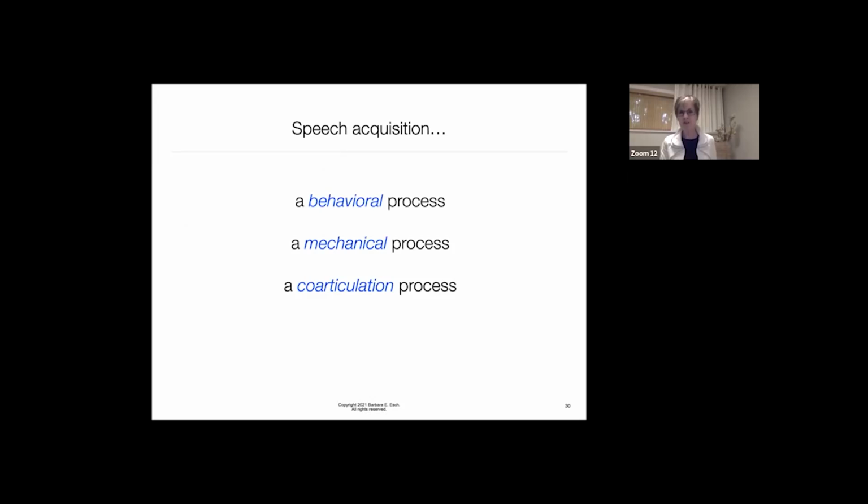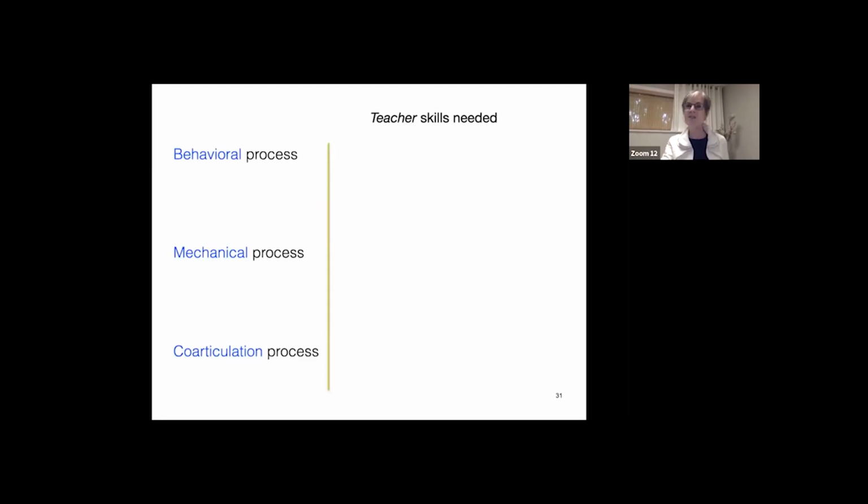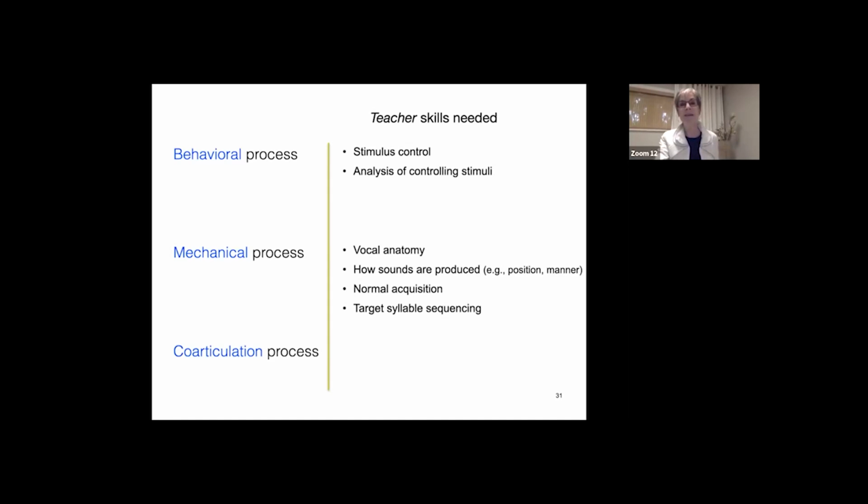So speech acquisition is really a combination of 3 processes. It's a behavioral process, a mechanical process, and a process that we call co-articulation. The teacher skills that you need to teach a child to get the behavioral process in place is stimulus control. You have to be able to analyze controlling stimuli. So you should be asking yourself, do I have these skills? It's a mechanical process. Does the person have correct vocal anatomy?